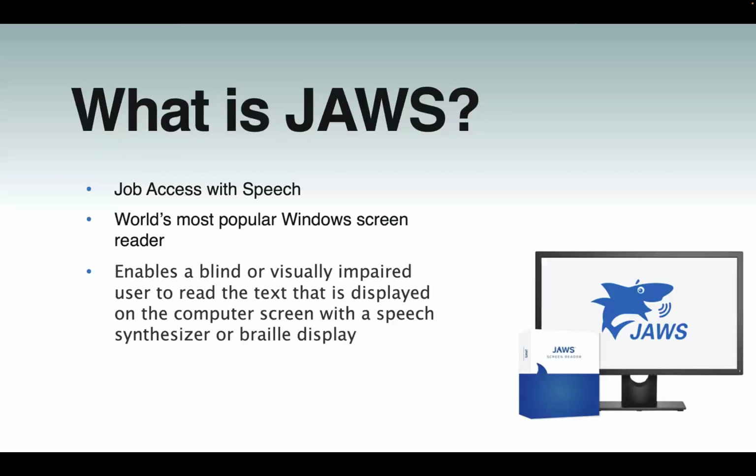So first of all, what is JAWS? JAWS essentially stands for Job Access with Speech. It is the world's most popular Windows screen reader. It is a tool that our wider company, Vispero, make and sell. It's been around for a long time, a very well established, very mature product, used in hundreds of countries. And it really enables a blind or visually impaired user to read the text that is displayed on the computer screen. Okay, and read is a key word here because that's where JAWS Inspect comes in.